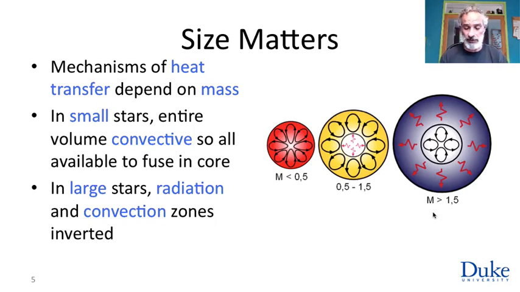In bigger stars, it turns out, convection and radiation are replaced. In these stars, the temperature is so high that much of the interior of the star is actually ionized.